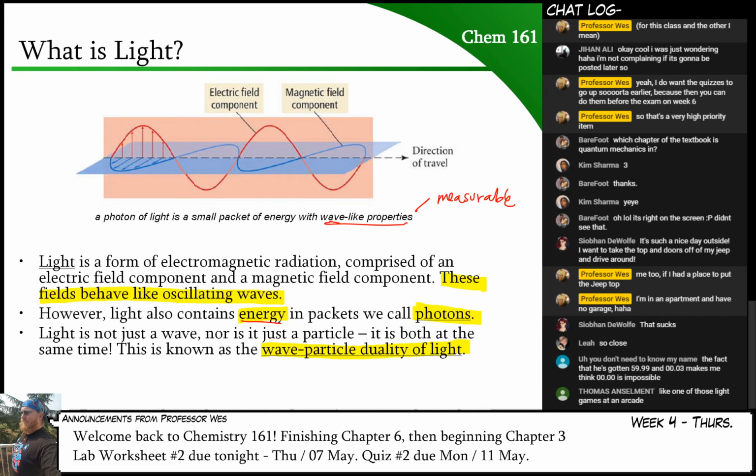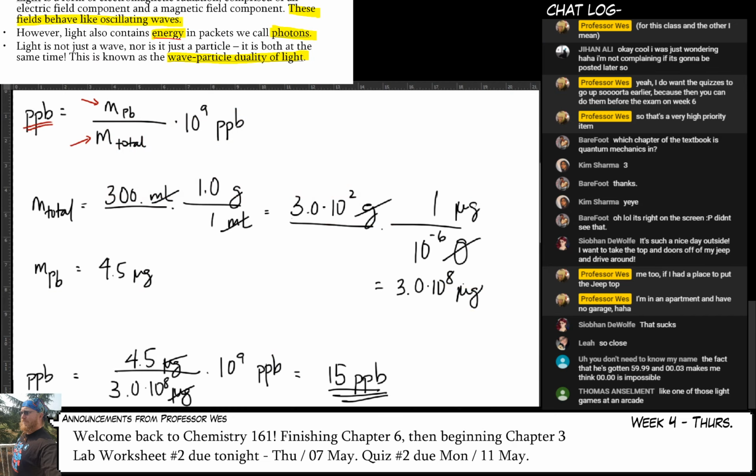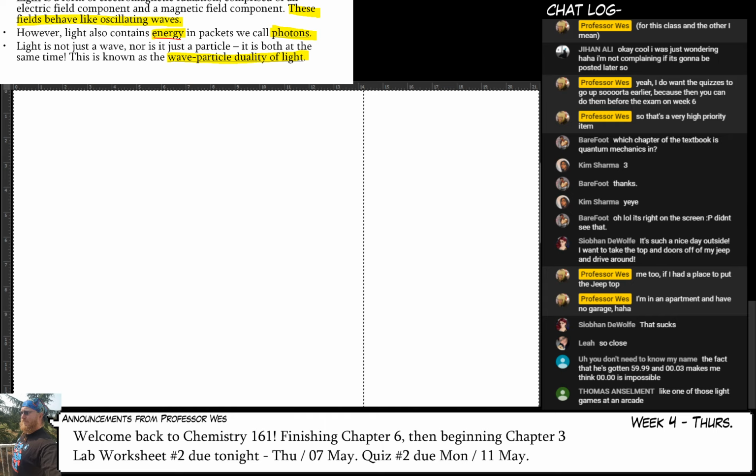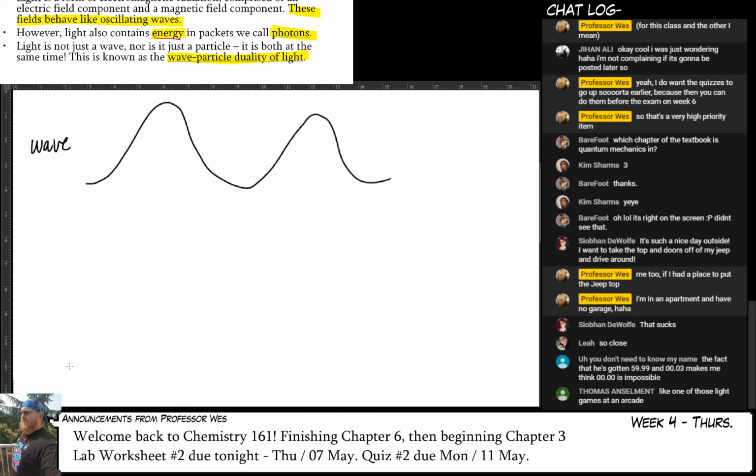What I'm going to try and do is explain why that is by drawing a picture. All right, the first thing we want to do is draw light as a wave. Something like that. And if I were to say I want something to be this energy, well then here you go, it's right here.